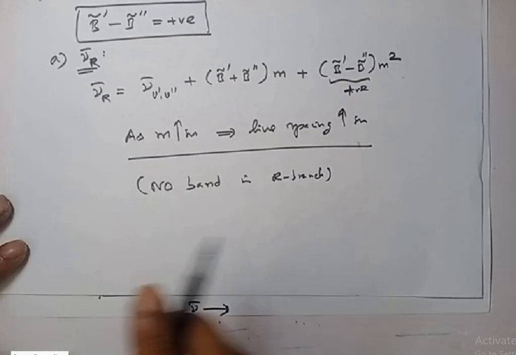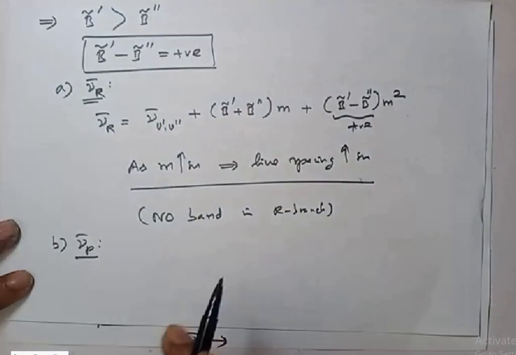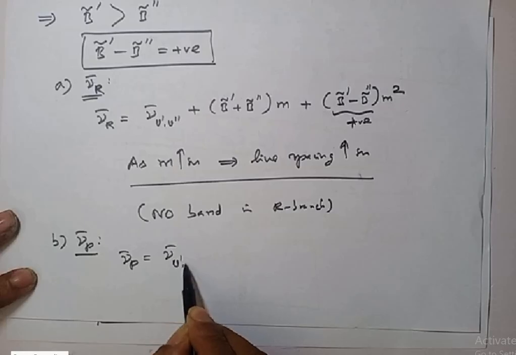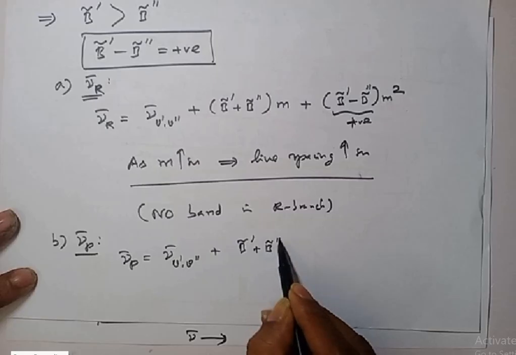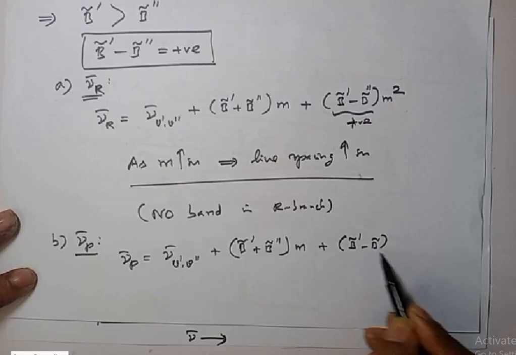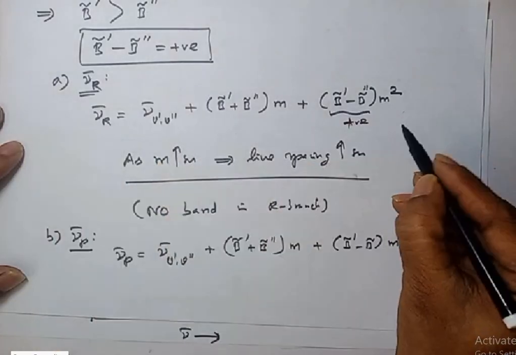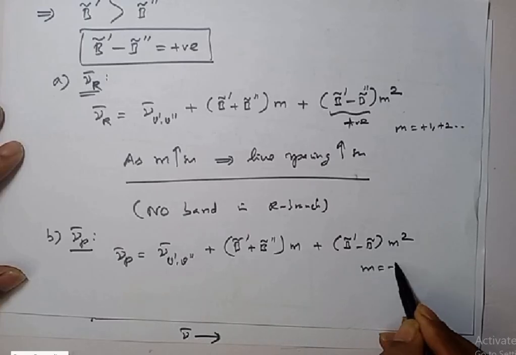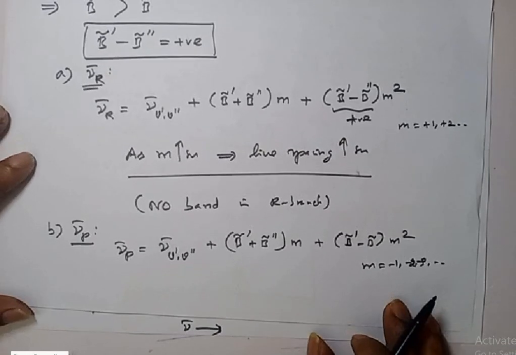What will happen in the P branch? In the case of B prime greater than B double prime, what is the frequency of the P branch line? General formula: band origin plus B prime plus B double prime into M plus B prime minus B double prime into M square. This is the same formula we should use. For the R branch, M values are positive: plus 1, plus 2, plus 3, etc. For the P branch, M values are negative: minus 1, minus 2, minus 3, etc.